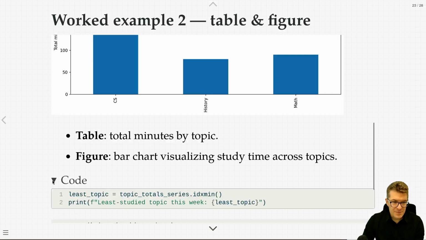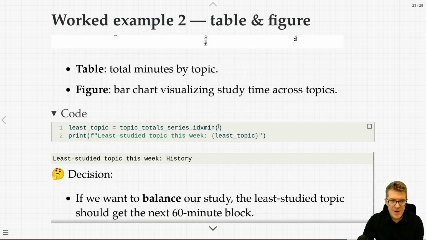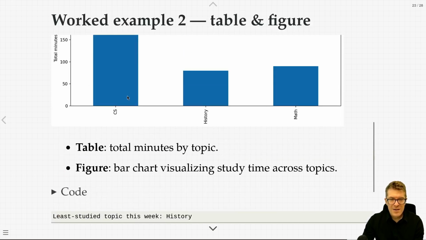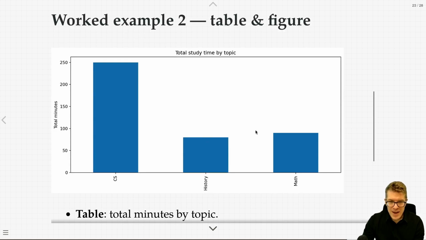And here I have a little bit of code. This idxmin just gets the index with the minimum value in this topic totals series, which I computed a moment ago, stores its value in least topic and prints it out. You can obviously see this yourself. The point is, I've decided that history has the smallest value of total studying minutes by all these topics.